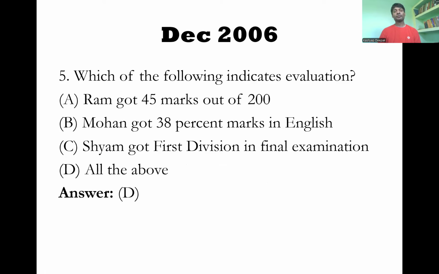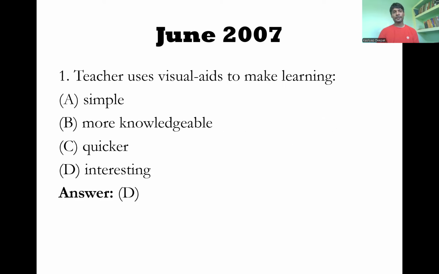Which one of the following indicates evaluation? Ram got 45 marks out of 200. Mohan got 38% in English. Shyam got first division in the final examination. All of the above. Everything here is evaluation, because in evaluation you are giving fixed marks, a fixed percentage, and a division, which is nearly 60 plus marks. So all are evaluation.